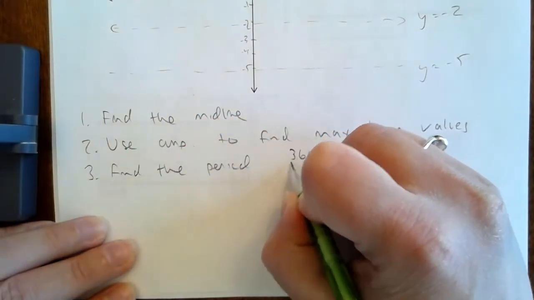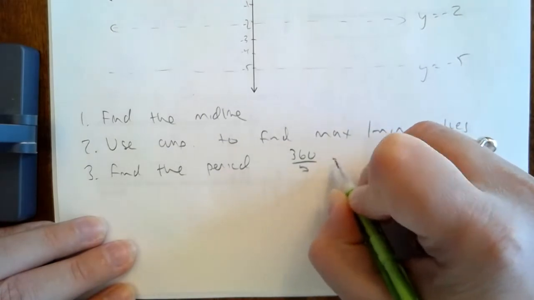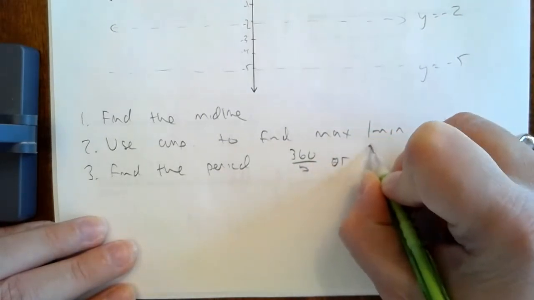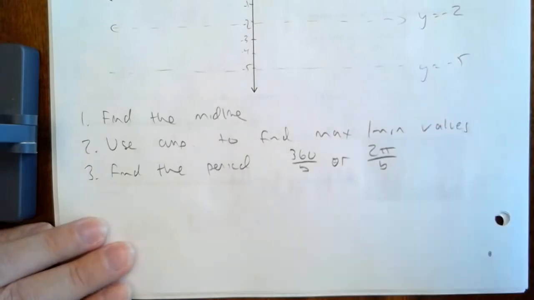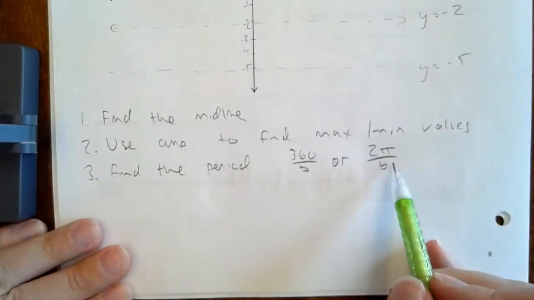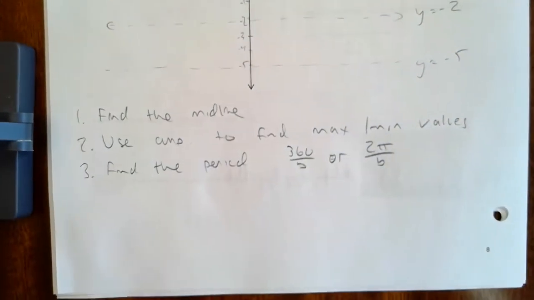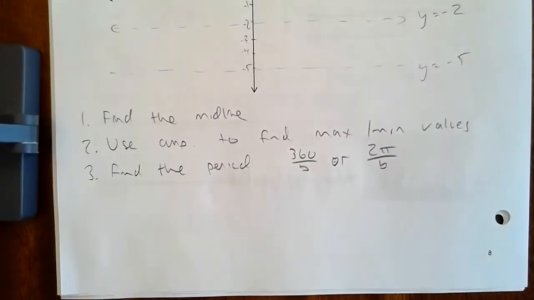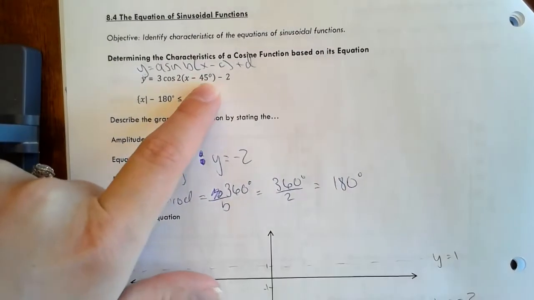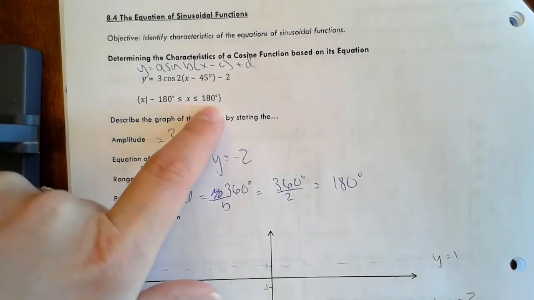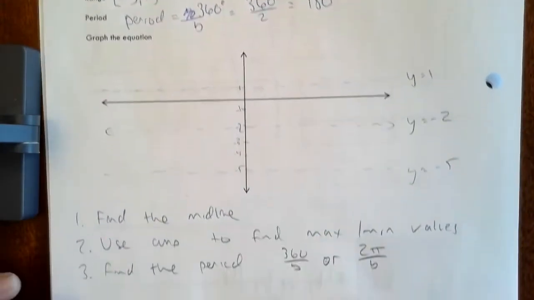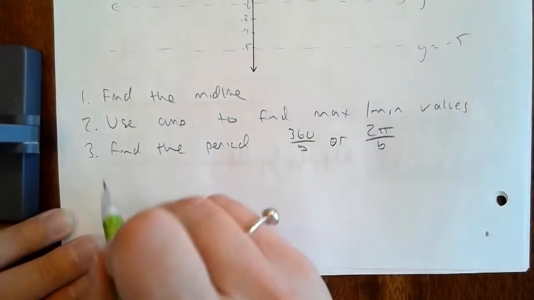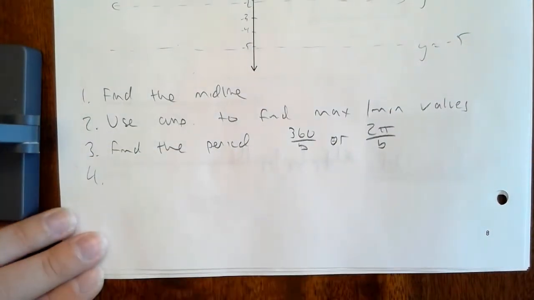In this case, we use 360 divided by b, or sometimes we might use 2 pi divided by b, depending if we're in degrees or in radians, and you know that based on what they give you in the question. We have 45 degrees right there, and this is in degrees, so we're in degrees. That's how I know that. Step 4, probably could use pen for this part, but that's okay.